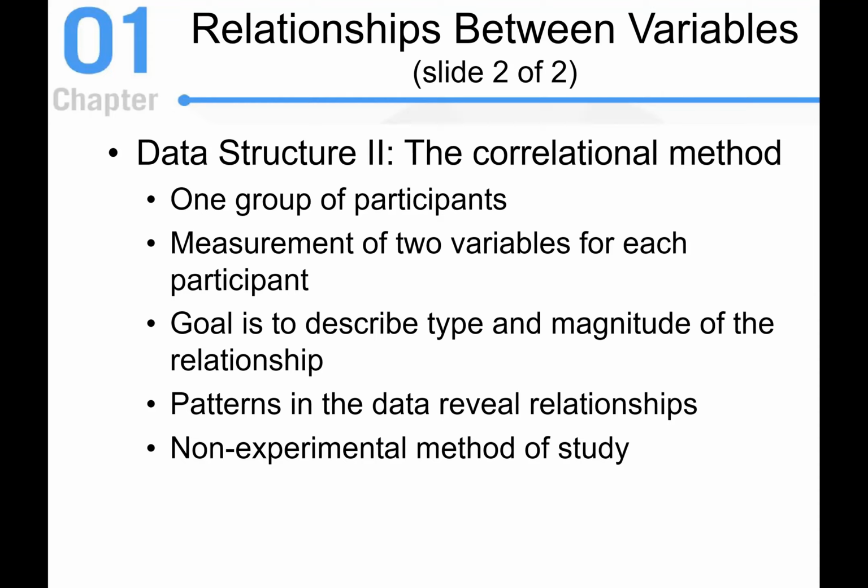The goal is going to be to describe the type and magnitude of the relationship between those two variables. What we want to know with the correlational method is if there's any pattern between those two variables, right? Essentially, this is considered a non-experimental method of study, all right?